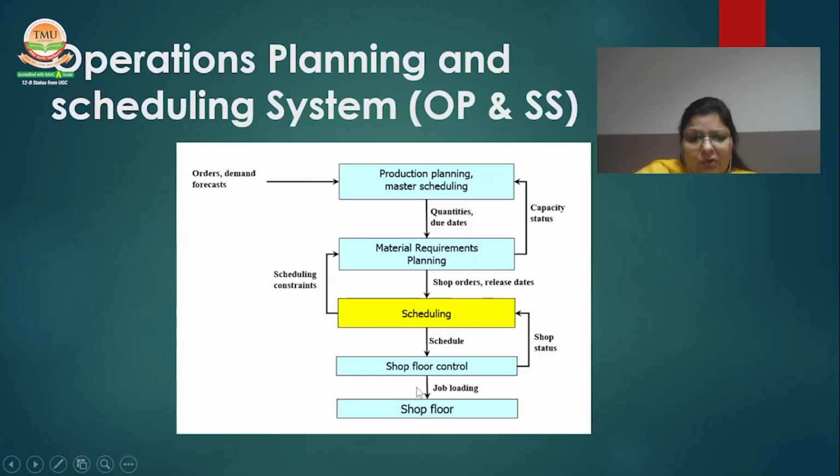After the shop floor control you will do shop floor working. In between there are some other items, like workshop order release date. Next is the schedule, the job loading, and scheduling constraints and shop status. So this is the overall operational planning and scheduling flow chart.